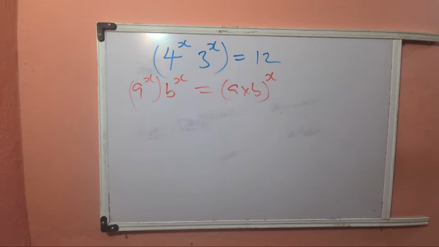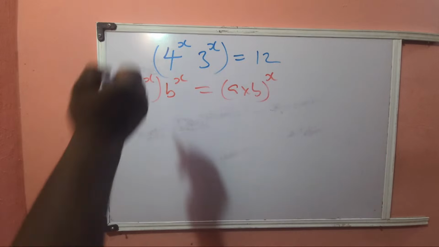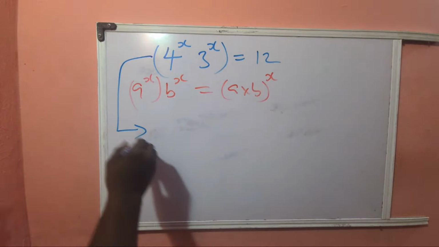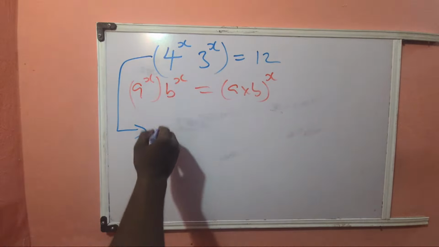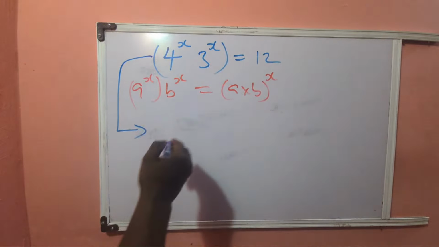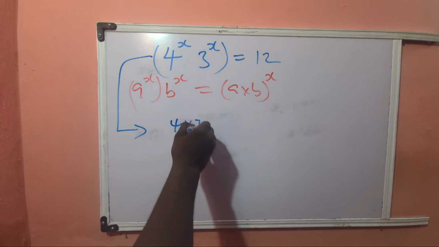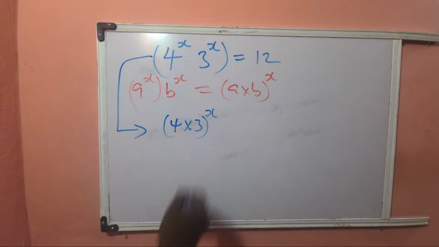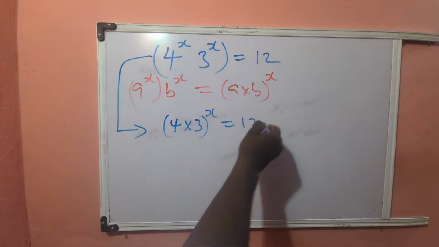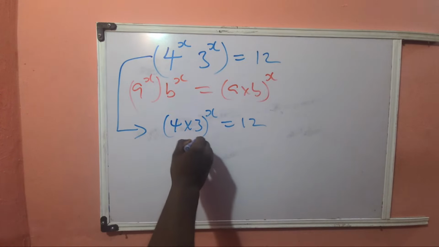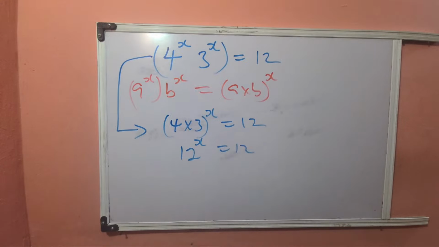Now, looking at this, we can easily convert what we have here to, rather than having 4 raised to power x, 3 raised to power x, we can have it as 4 times 3 raised to power x equals 12. So this will be 12 raised to power x equals 12.